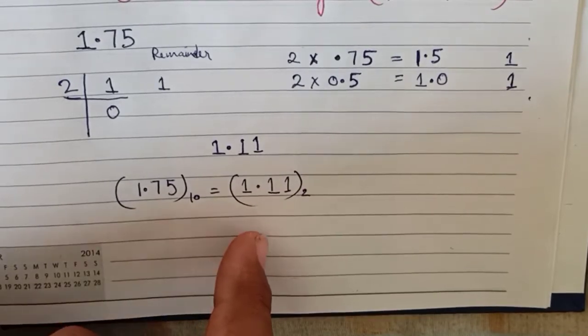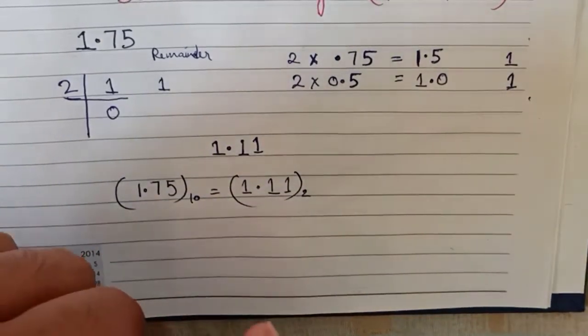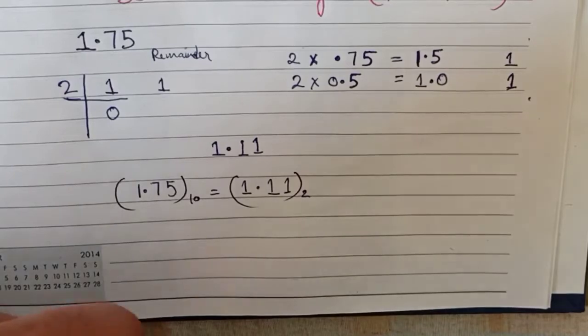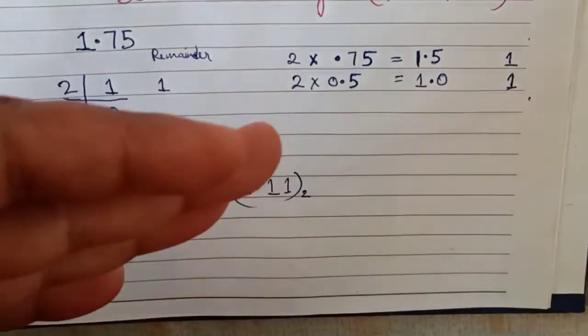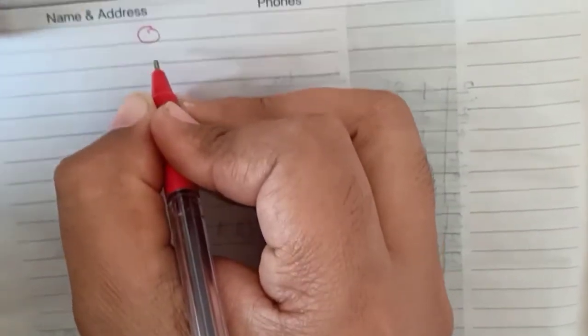Next we will see how we can convert octal into decimal, and then we will convert decimal into octal. Like this we will keep on going. So next is octal to decimal.